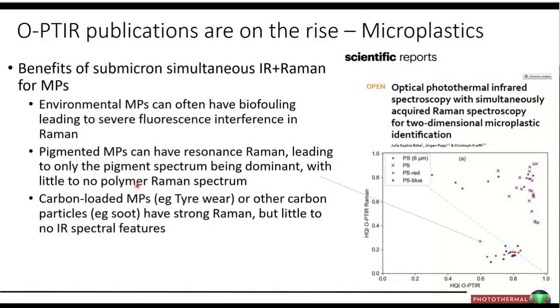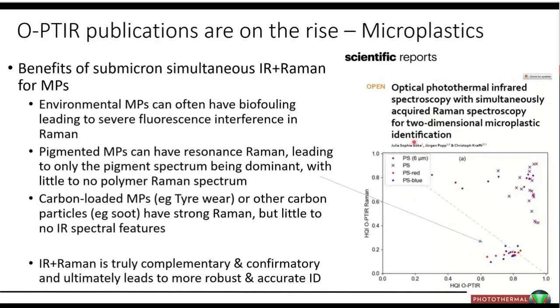But if you flip that around, if you have carbon-loaded microplastics, for example, tire wear, so road runoff, or even just pure carbon particle soot, they have really strong and characteristic Raman signals, but the infrared has very little characteristic features that you can pull out. So that again comes back to the complementarity of infrared and Raman, and why those two working together in unison, in synergy, offers so much value.